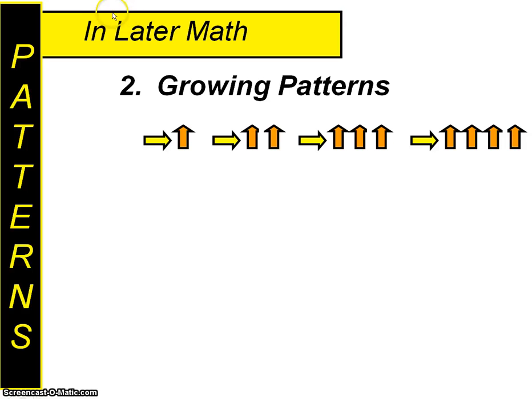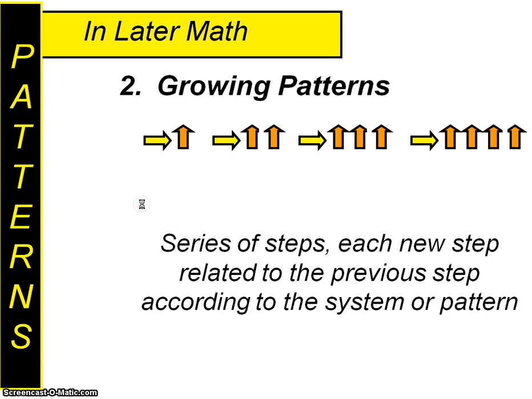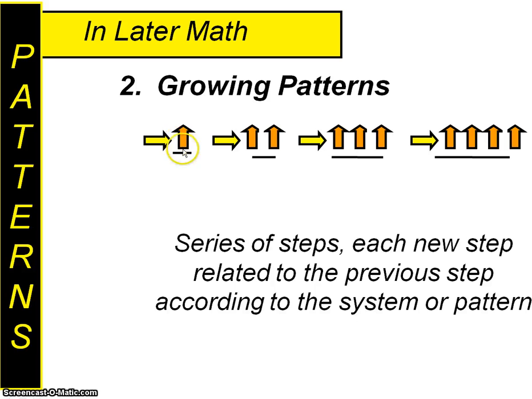In later math, they deal with growing patterns. Here's an example. It's a series of steps, and each new step is really related to the previous step according to the system or pattern. If you look, the first element has 1 orange arrow, the second has 2, the third has 3, the fourth has 4. There's a pattern. 1, 2, 3, 4.